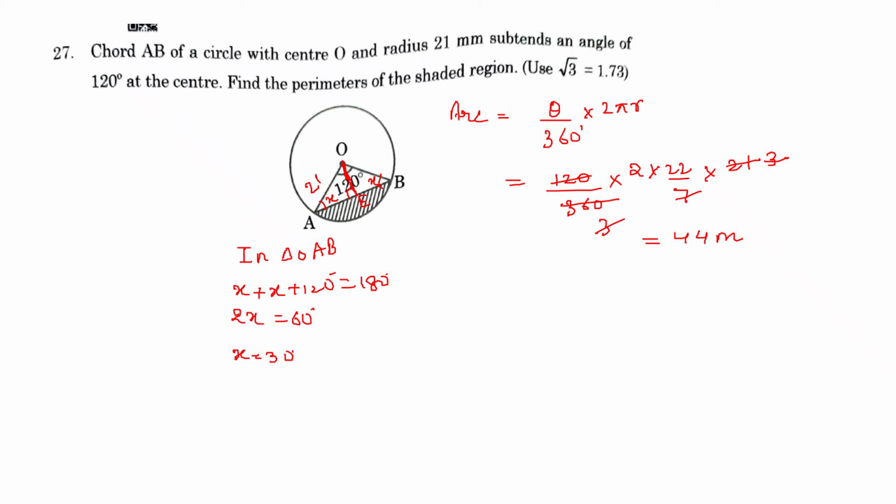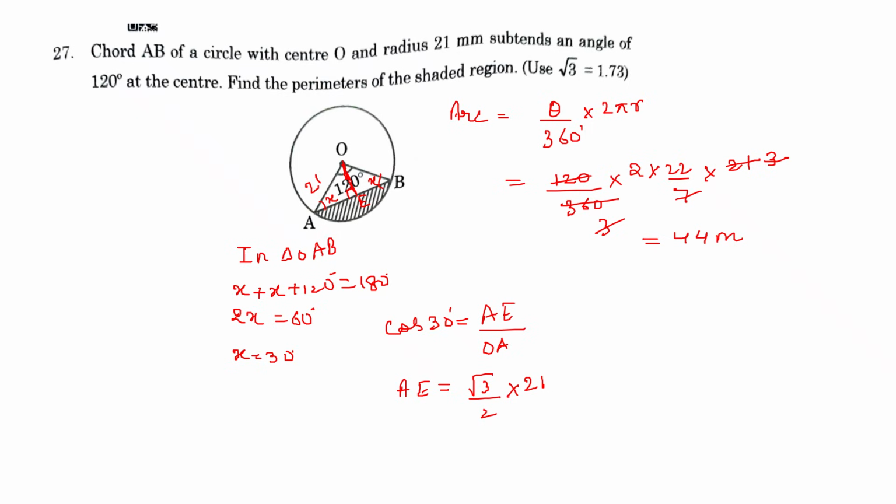So now we are going to use the concept of trigonometry. We can find that cos 30 degrees will be equal to AE by OA, in triangle OEA. From here I will get the value of AE. So AE will be cos 30 degrees, root 3 by 2, into OA which is 21.